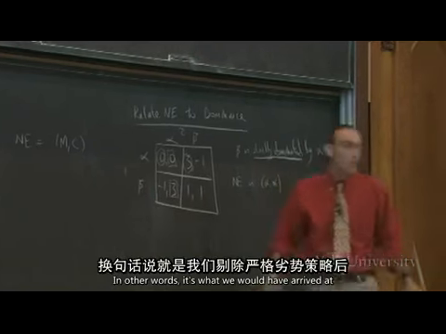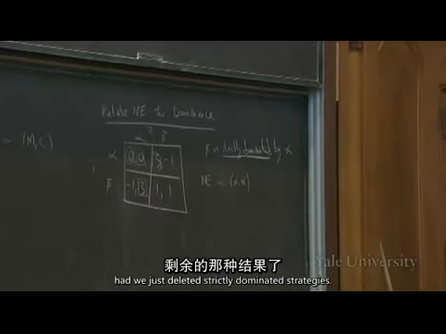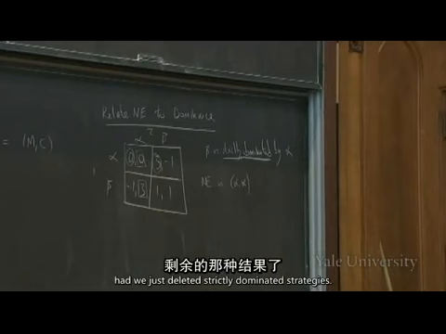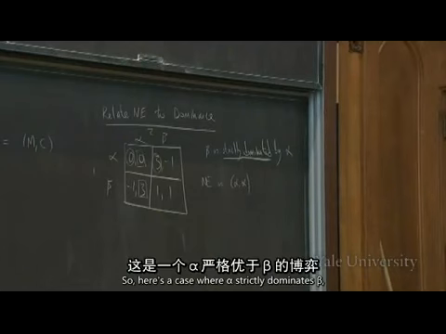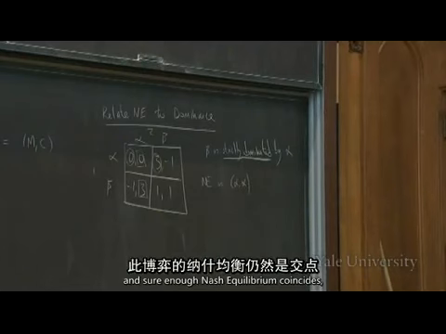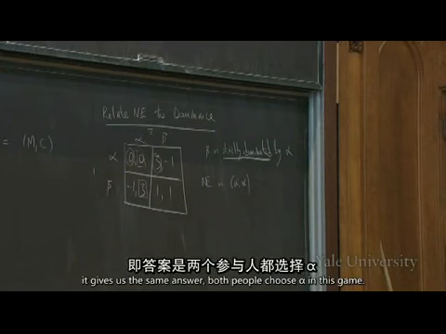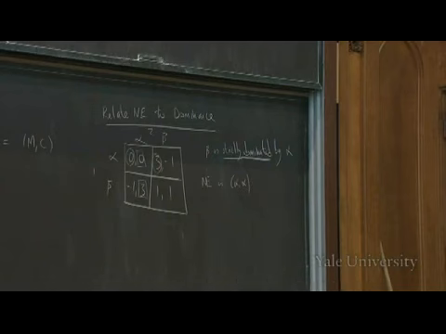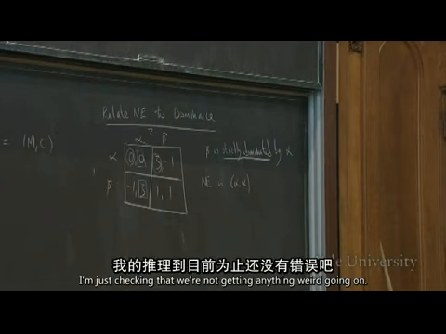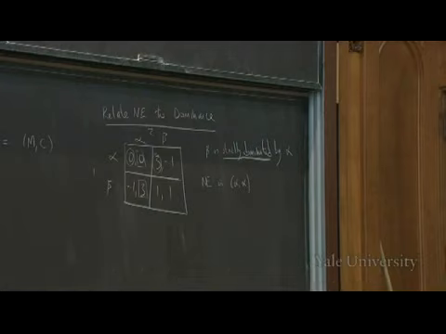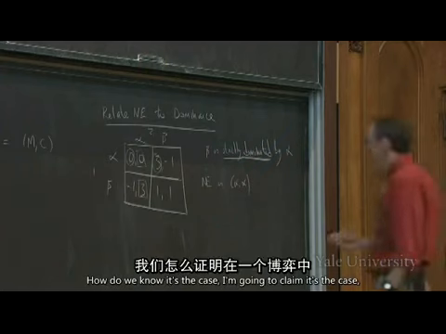In other words, it's what we would have arrived at had we just deleted strictly dominated strategies. So here's a case where alpha strictly dominates beta, and sure enough, Nash equilibrium coincides. It gives us the same answer. Both people choose alpha in this game. So there's no news here. I'm just checking that we're not getting anything weird going on. So let's just be a bit more careful. How do we know it's the case?